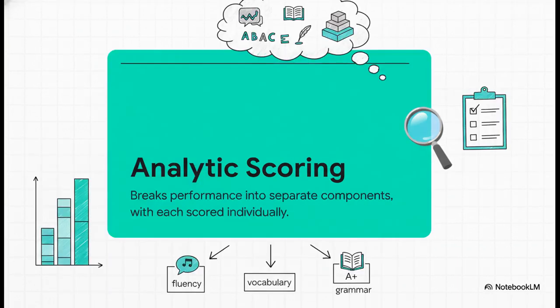Next up, we've got analytic scoring. Now, this is the complete opposite. This is where you get out the microscope. Instead of one big picture score, you're dissecting the performance. You're giving separate scores for grammar, for vocabulary, for fluency, and so on. It takes more time, for sure, but the feedback you can give is so much more detailed and helpful.